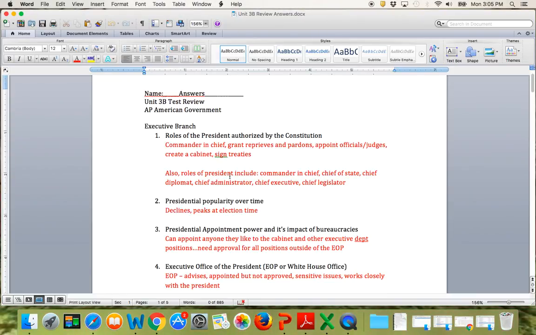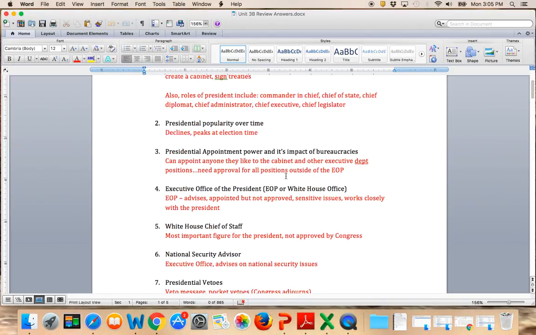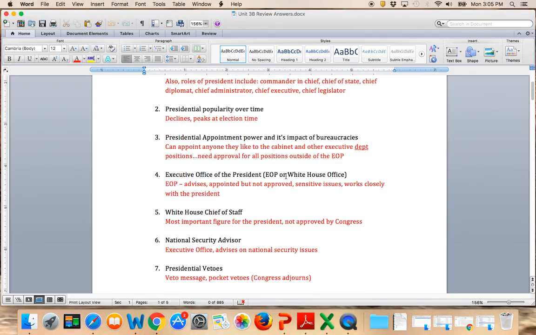Also, some of the roles stated: Commander-in-Chief, Chief of State, Chief Diplomat, Chief Administrator, Chief Executive, and Chief Legislator, all different types of duties the President has. Over time, the President's popularity usually declines. Sometimes it will peak at re-election time.